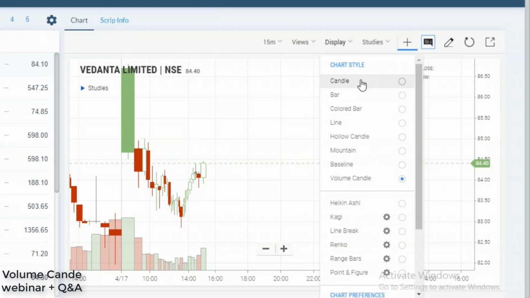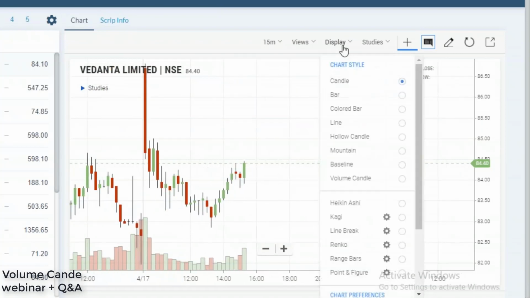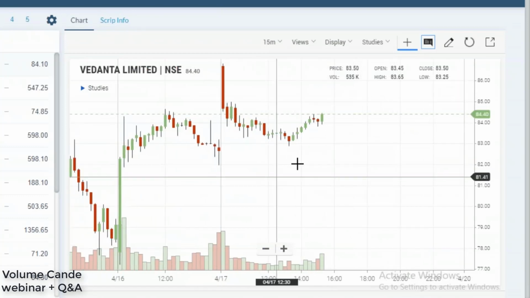Here you have the various chart styles. First is the candlestick, then the bar chart, the colored bars and the line. If you want to see the candlestick, just open the candlestick and we can see the charts.